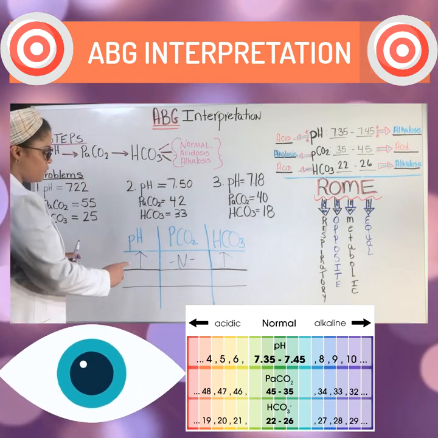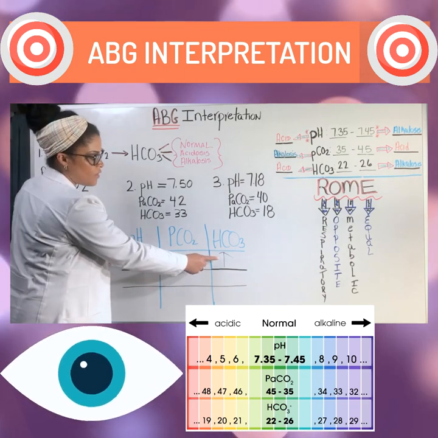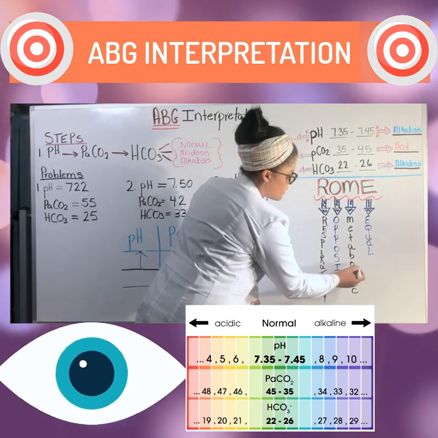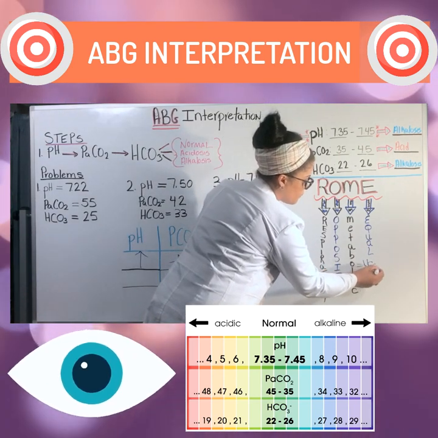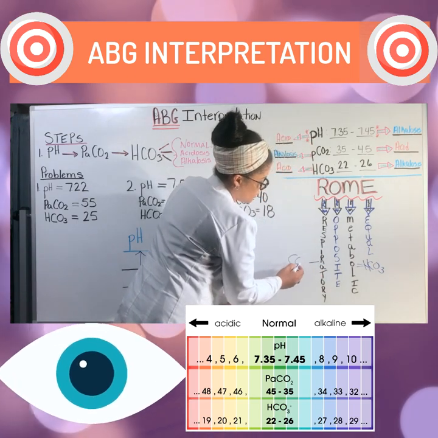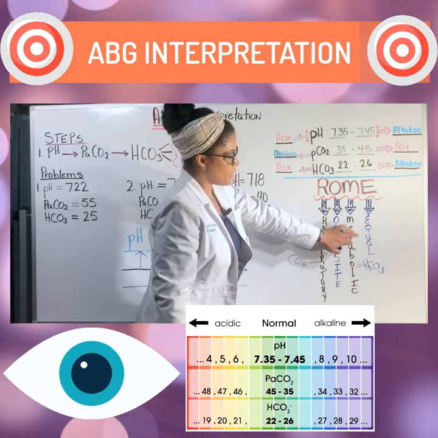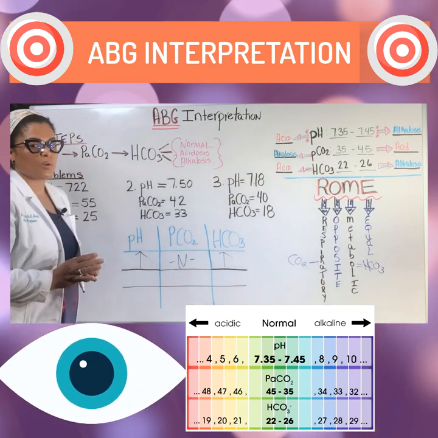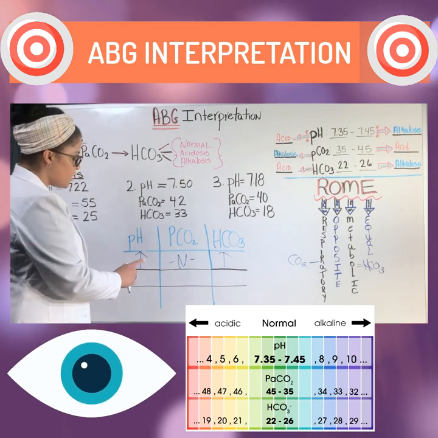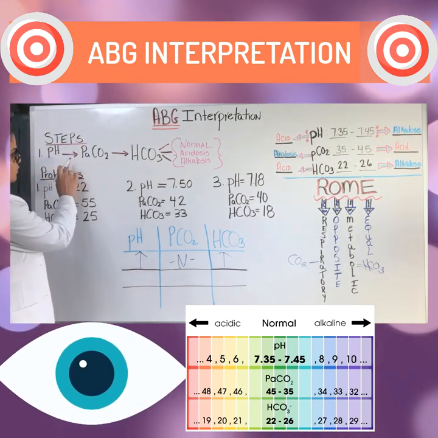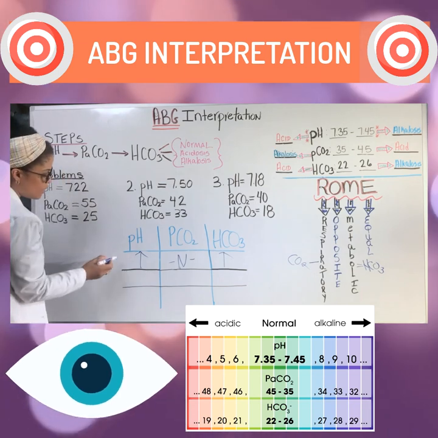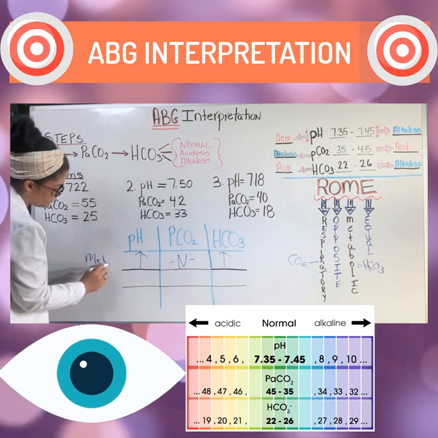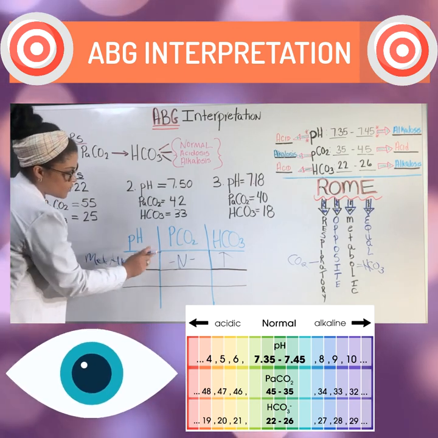So here's the pattern. The pH is high and the bicarb is high. In ROME, metabolic is the symbol for the bicarb, and this is CO2. Metabolic is equal, so both the pH and the bicarb are going to be moving in the same direction. This is alkalosis, because the first step is to determine where the pH is. So it's alkalosis, so it's metabolic alkalosis. And the CO2 is normal.